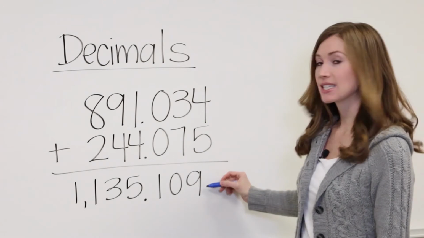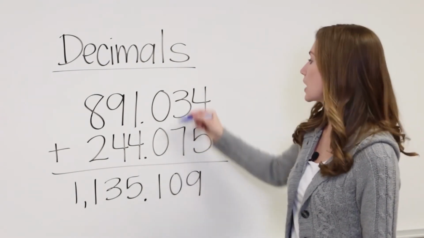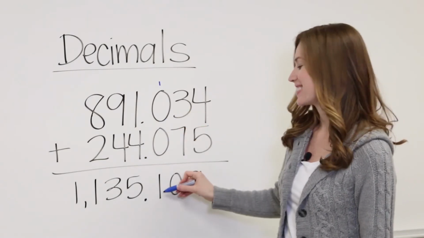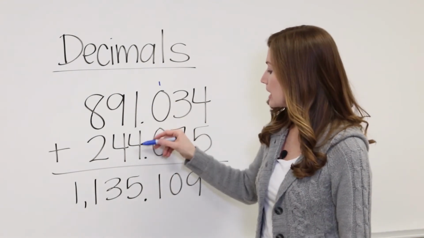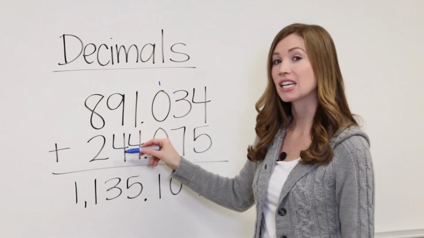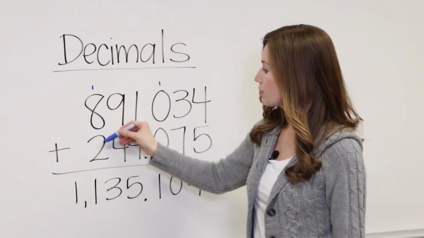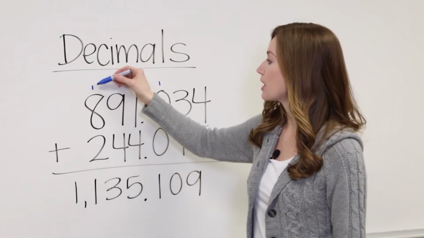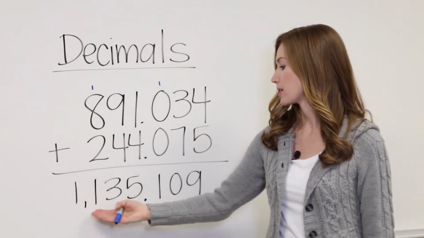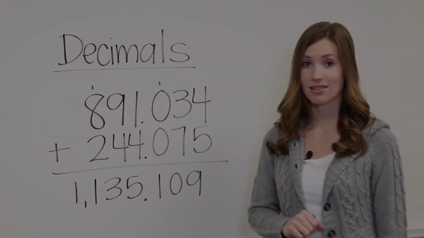4 plus 5 is 9. 3 plus 7 is 10, so we write the 0 and we carry our 1. 1 plus 0 is 1. 1 plus 4 is 5. 9 plus 4 is 13, so we write the 3 and we carry our 1. 8 plus 2 is 10, plus 1 is 11. And we get 1,135 and 109 thousandths.